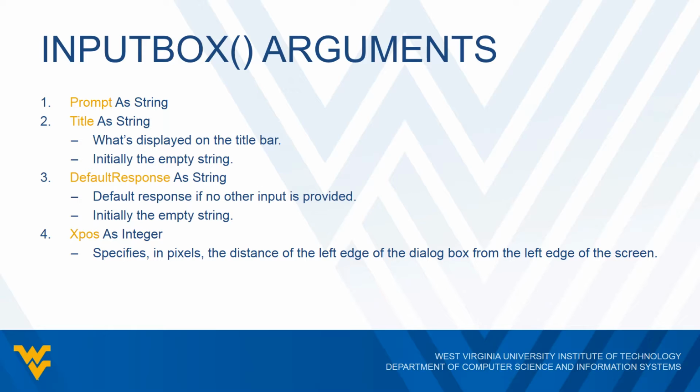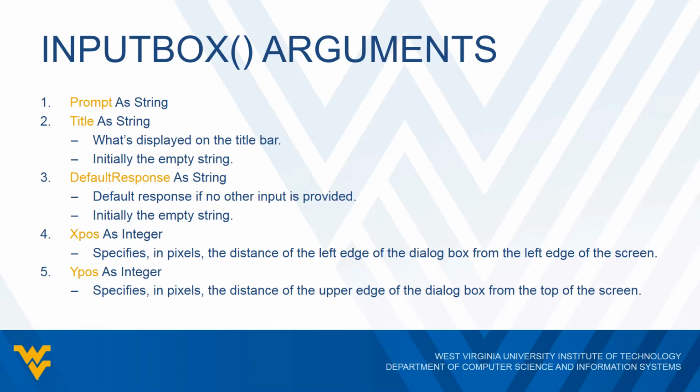So if we have an X position, then we also have a Y position. This is telling us how far from the top of the screen, in terms of the number of pixels. For both X position and Y position, these values would be the exact number of pixels. Now we should mention that if both the X position and Y position arguments are omitted, because they're still optional, then the default setting would be to put the box in the center of the screen.